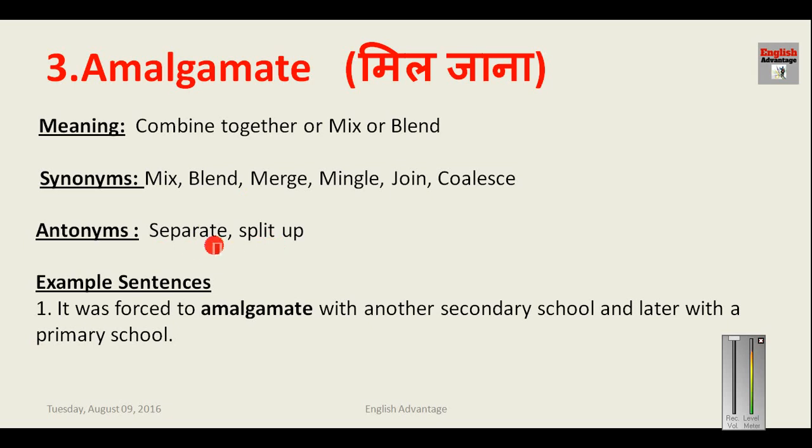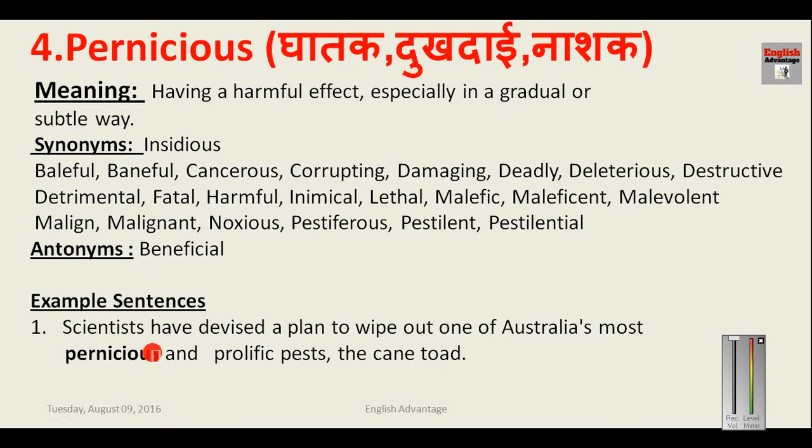These are the antonyms. Now the corresponding example sentence is, you can go through this example sentence. It was forced to amalgamate with another secondary school and later with a primary school. Okay, so amalgamate here means to mix or to combine with another entity. So this is the example sentence. Now let us look at the third part. Pernicious.